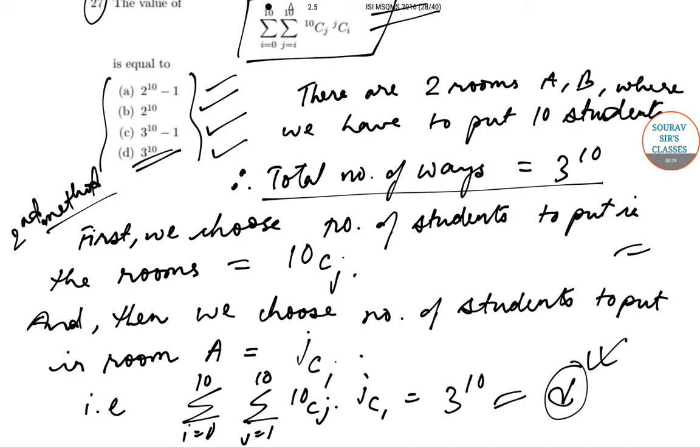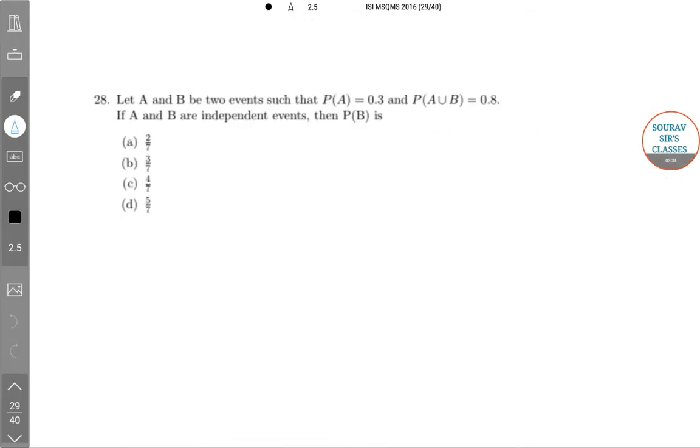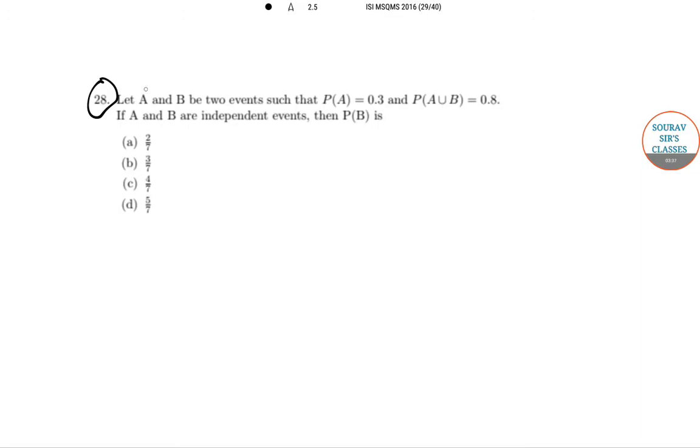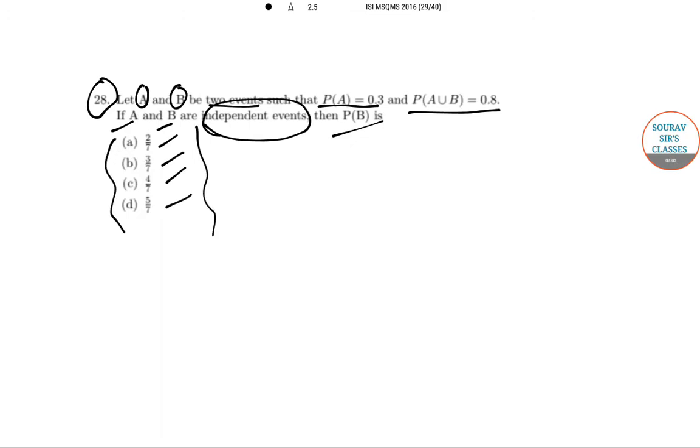Now let's move on to the next question. In the next question, which is question number 28, it is said that let A and B be two events such that P of A is 0.3 and P of A union B is 0.8. Now it is also been said that the event A and the event B are independent events. In that case, we have to find out the value of PB. The options given are 2 by 7, 3 by 7, 4 by 7 and 5 by 7. Now let us solve this question.